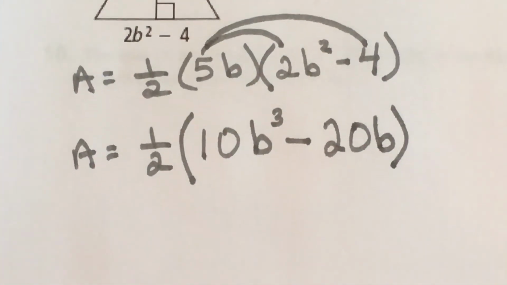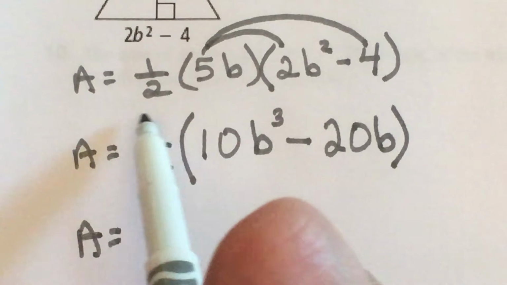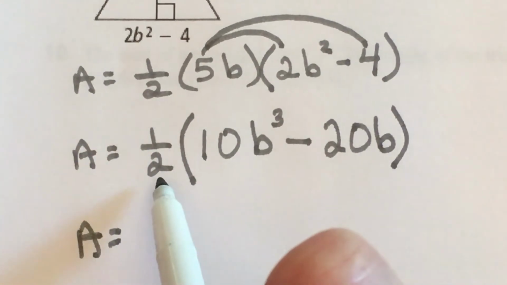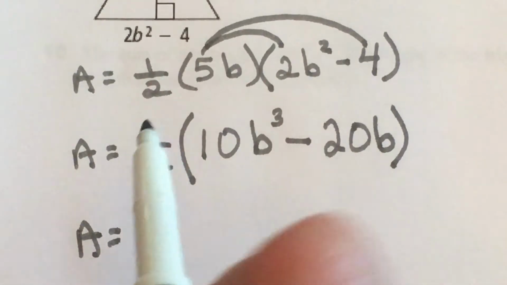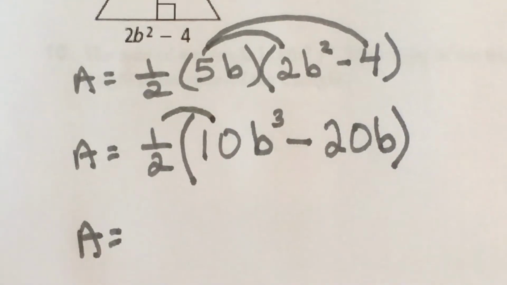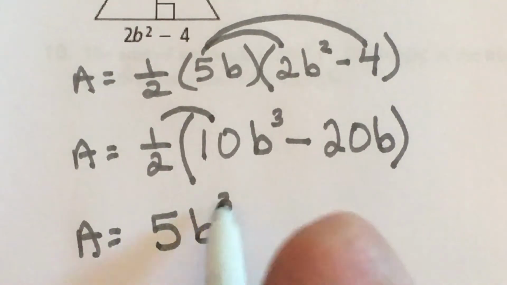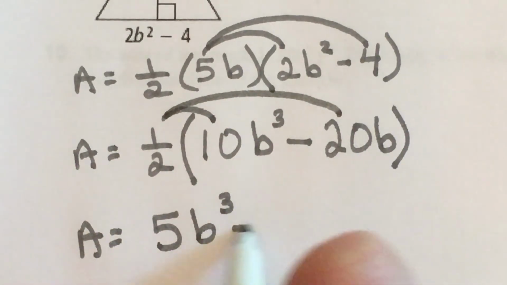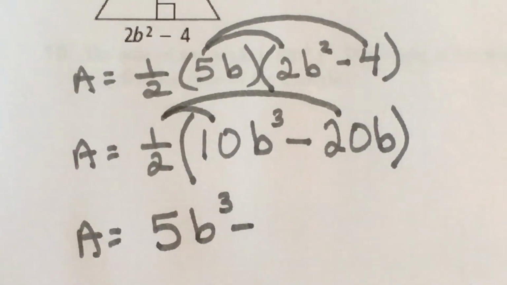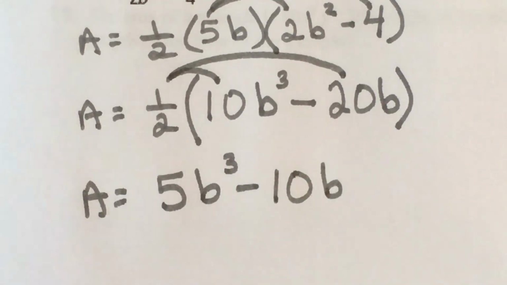All right, now sounds like a good time to deal with this 1/2. So this 1/2 is a coefficient. It is only going to affect the coefficients. So let's distribute it. What is 1/2 of 10? Yeah, 5 b cubed. A positive times a negative, it's a negative. What is 1/2 of 20? Yeah, it's 10 b.